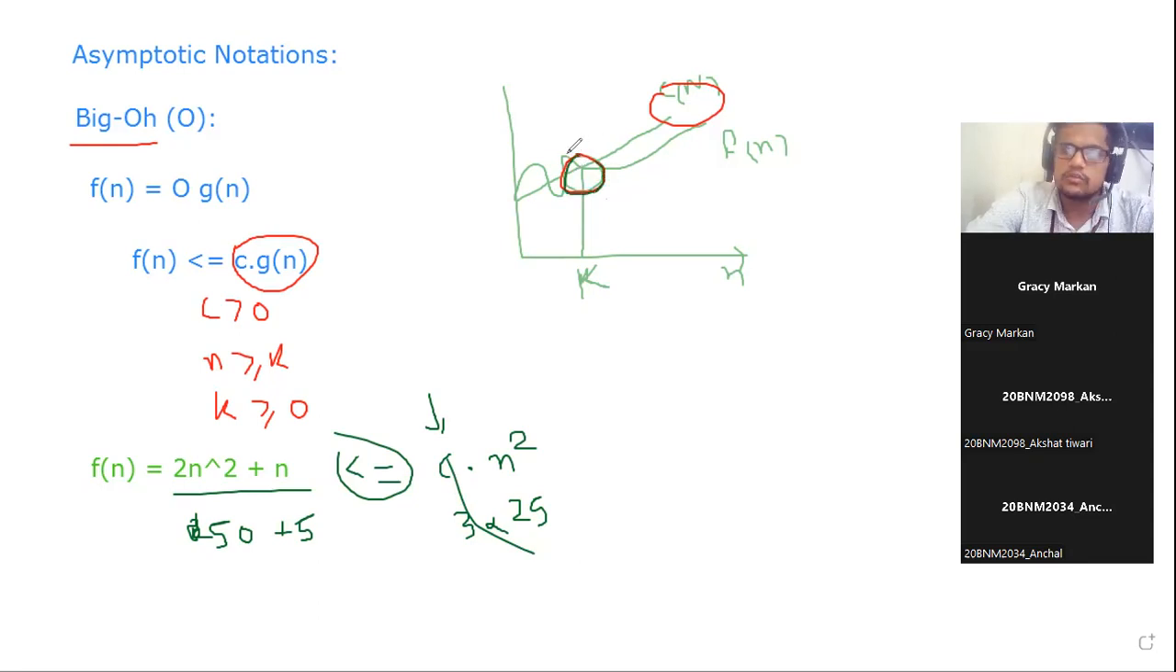After that, this graph shows, in this area, that sometimes both are equal, sometimes one is more, then again less, but at a certain point they are not able to cross. That is the K point. Clear? After that, it takes maximum time. If the system takes maximum time, then big O gives the worst case.